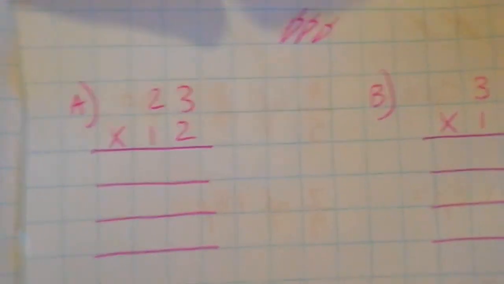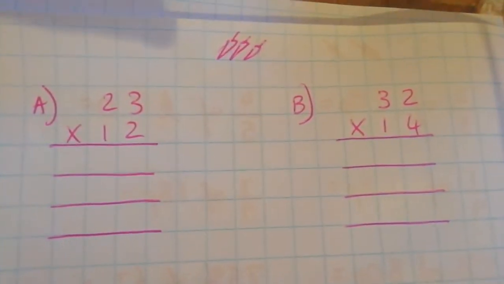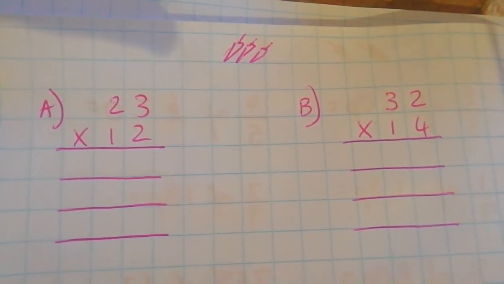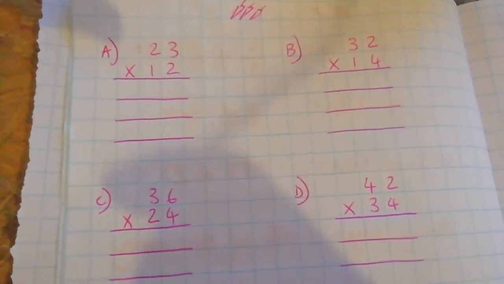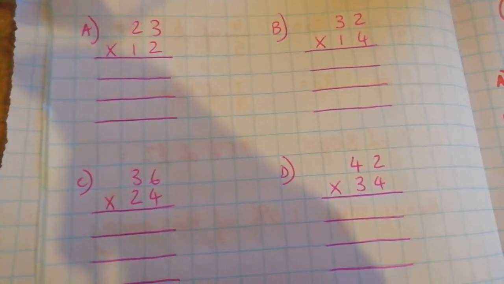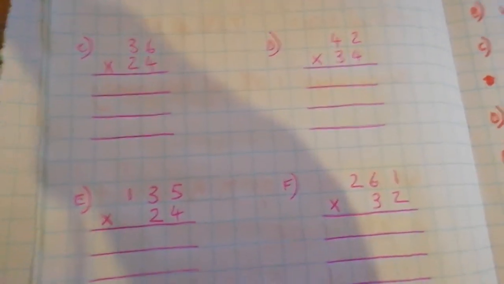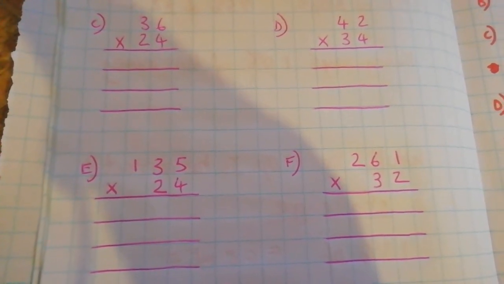3-digit people. Okay, we're multiplying 2 digits by 2 digits, so you're going to need the 4 lines underneath it right there. Those are the top two. Here is the top 4. And there is E and F as well.